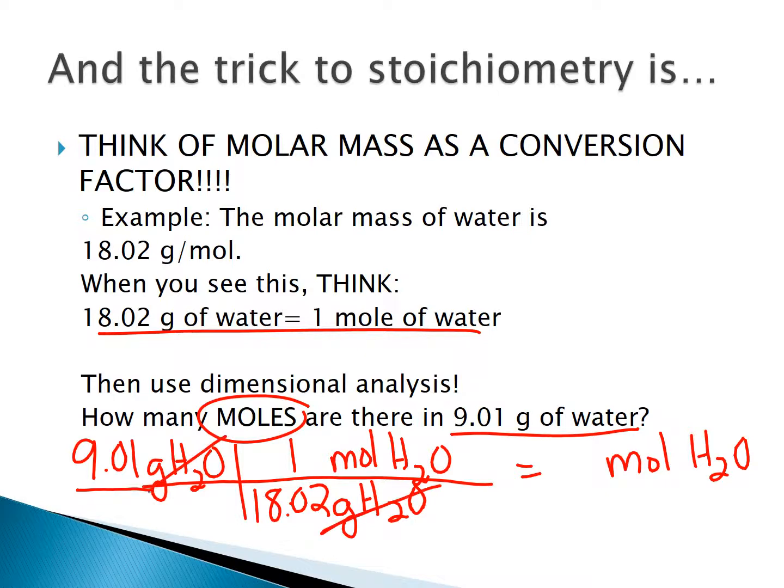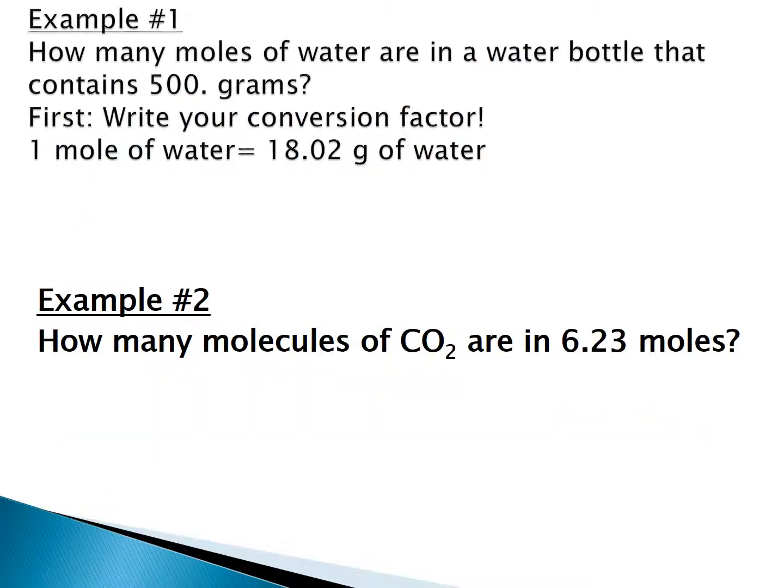So my gram units cancel out and I'm left with moles. So I get 0.500 moles of water. And I took it to that many significant digits. Since I started with 3, I need to have 3 in my answer. And remember that the leading 0 doesn't count as a significant digit.